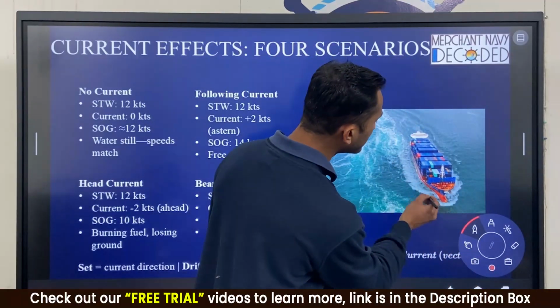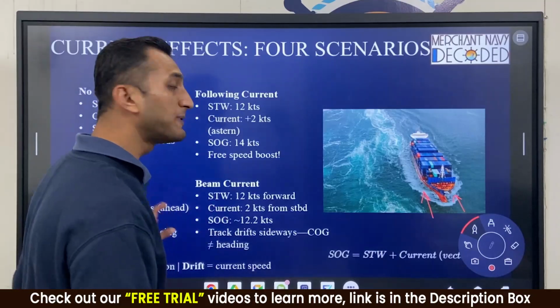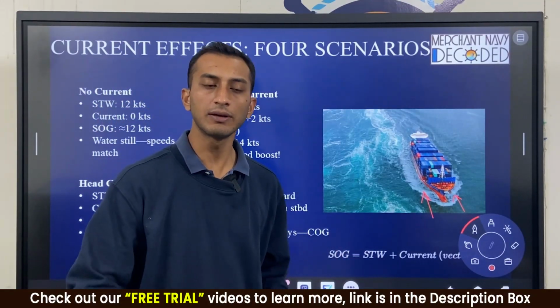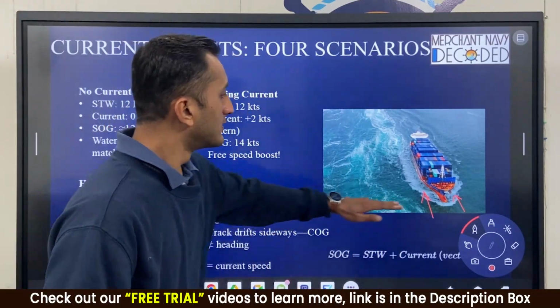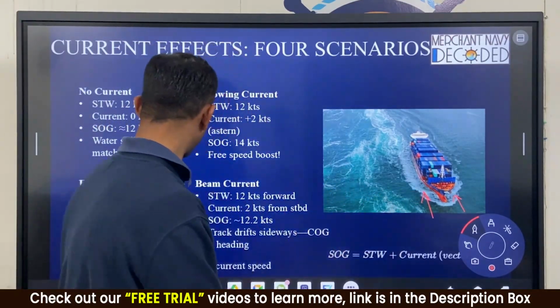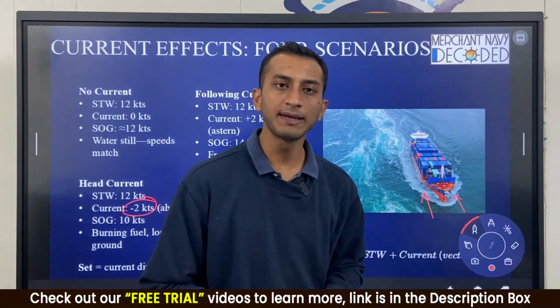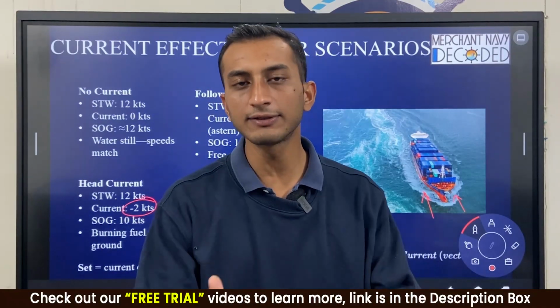Now let us consider the poor ship has a head current. Now the current is coming from this direction. Speed through water, whatever the engineers on board are doing, is 12 knots. We are making 12 knots according to the ship's RPM. But now we are being pushed from the forward with 2 knots speed. So you tell me, if I am pushing you from forward, if I am not allowing you to go ahead, will your speed increase or decrease?